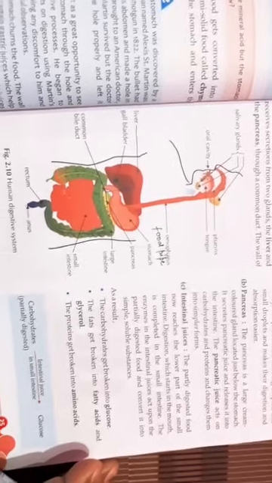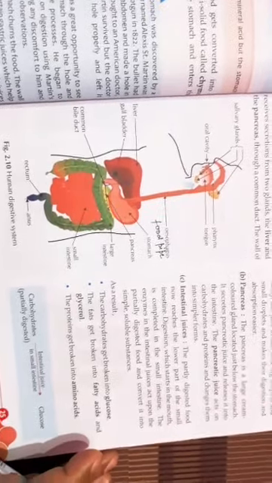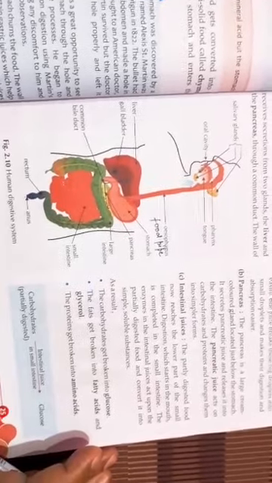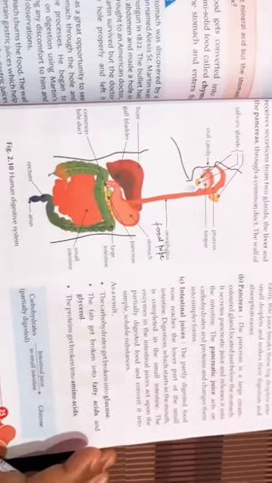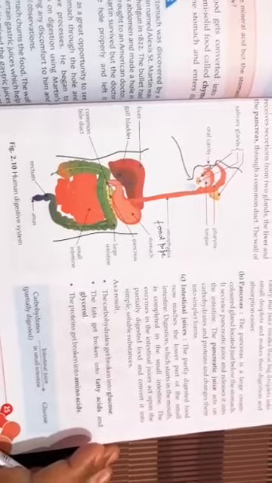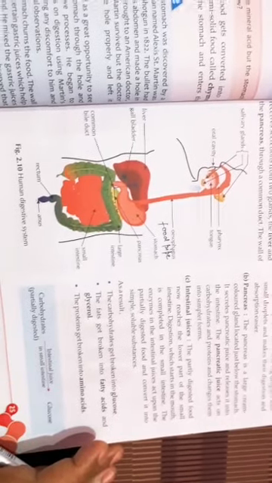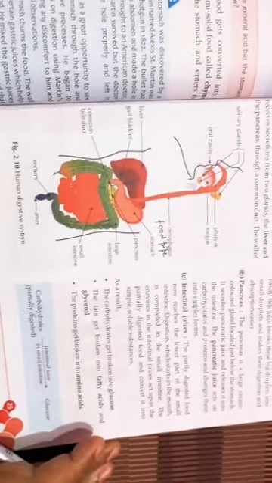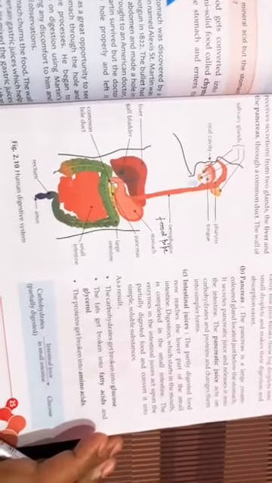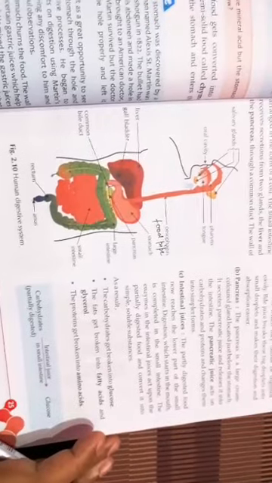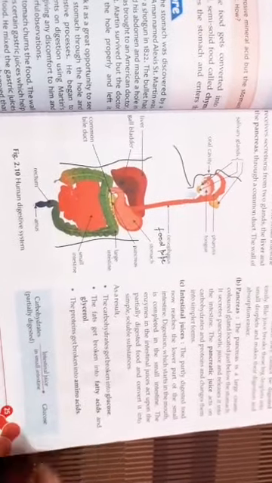In the last class, we have read about the mouth and the teeth. When the food goes in the mouth, we know that the salivary gland secretes saliva. From that, an enzyme is secreted. That enzyme is amylase, which breaks starch into sugar, that is maltose. Now the food moves to the esophagus.